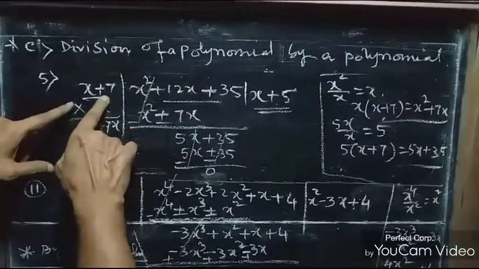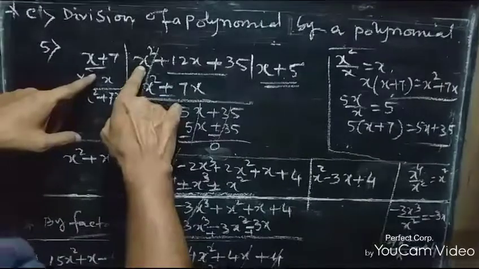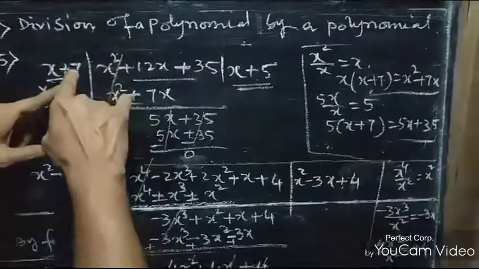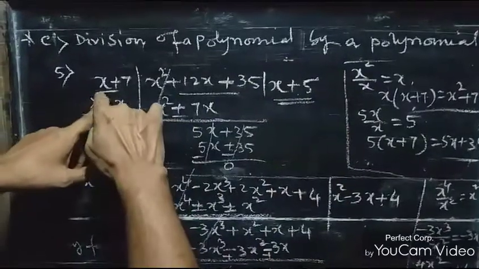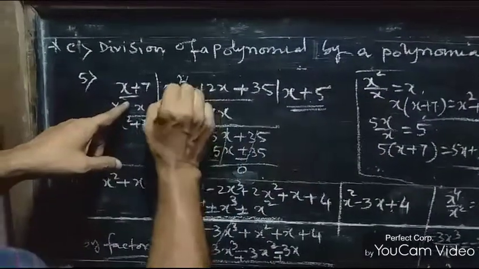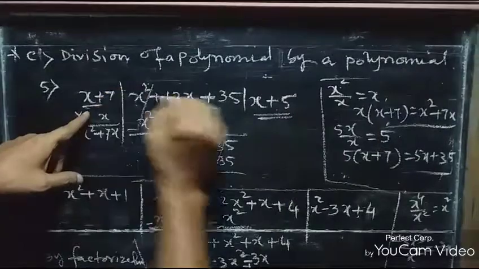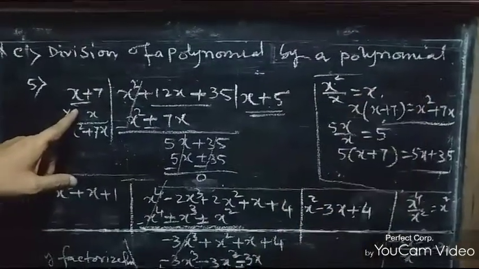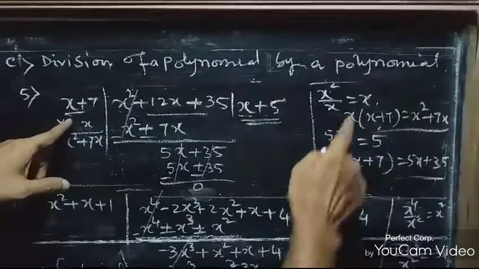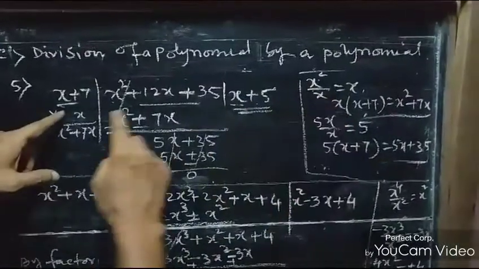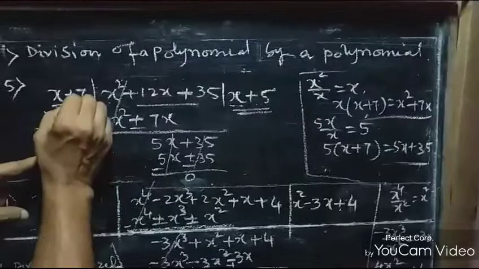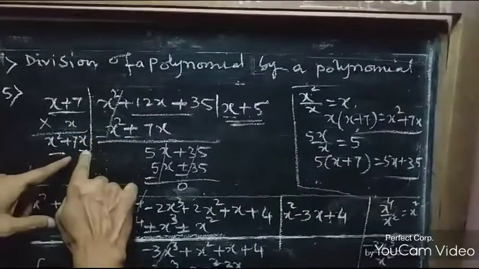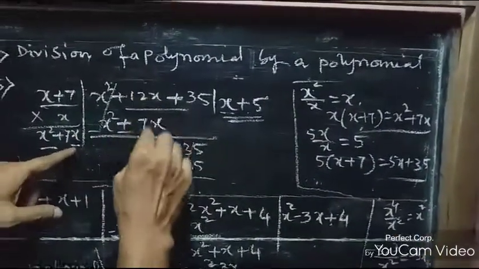So the rule is that the first term of the dividend is to be divided by the first term of the divisor. The first term here is x square divided by x. What has come? There is x. Just put this x in the quotient. And this x will be multiplied by the whole divisor. That is actually coming 7x plus x square. Just put this 7x plus x square here.